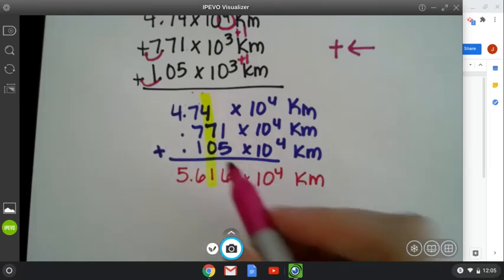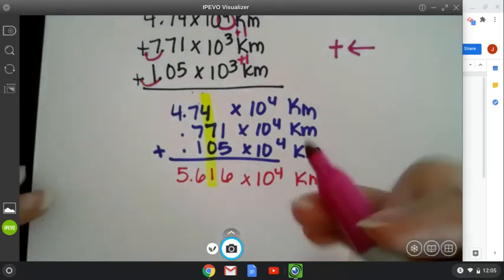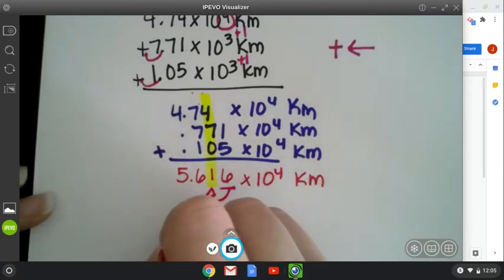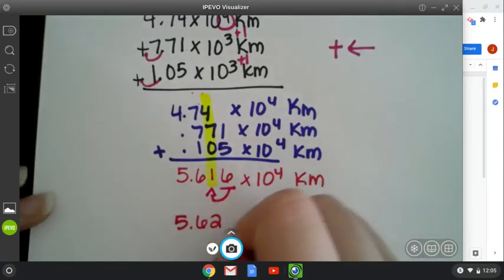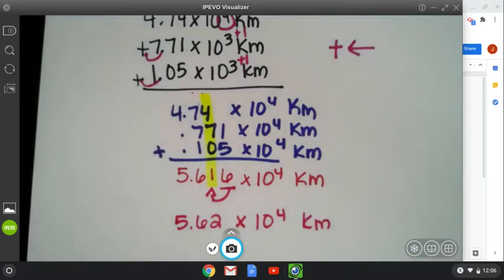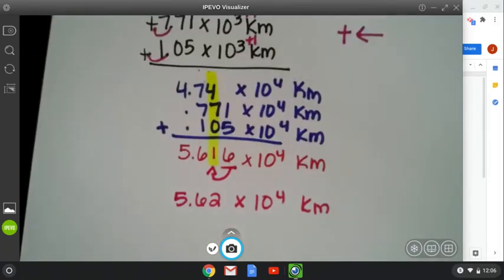I'm sorry. I'm silly. I did that wrong. So this is a 6. So I'm going to round this up to 5.62 times 10 to the 4th kilometers. So that's another practice problem for addition. Subtraction would be the same thing. You would just subtract the numbers from each other.